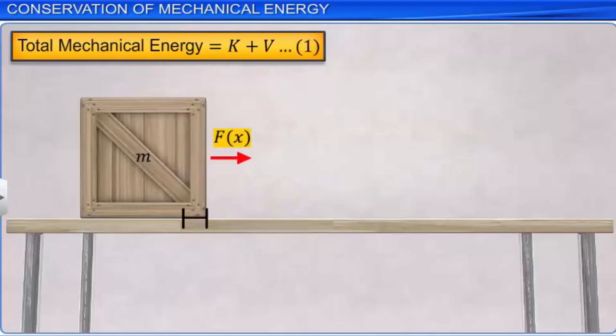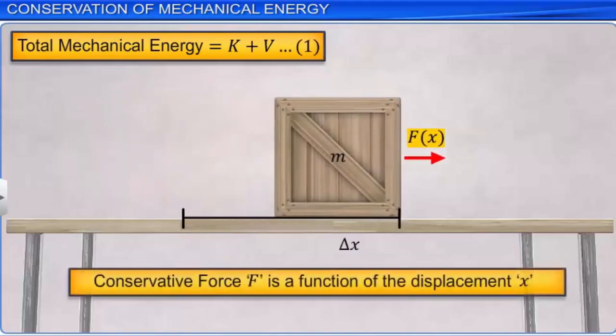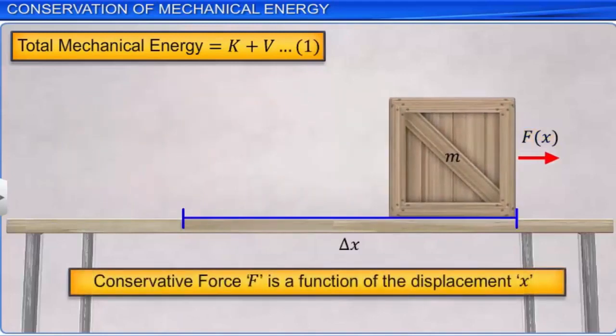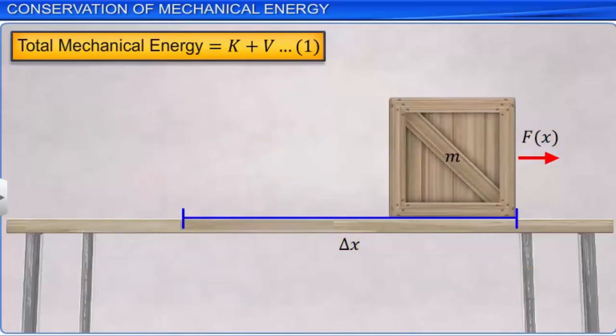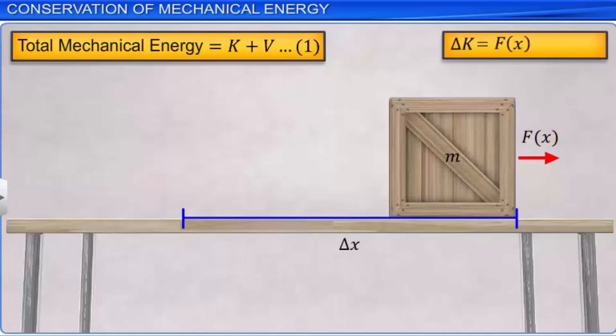If a body is displaced due to a conservative force F, which is a function of displacement x, then from the work energy theorem, the gain in kinetic energy is related to the work done by such a conservative force F of x, and is denoted by the equation delta K is equal to F of x into delta x. Let this be equation 2.